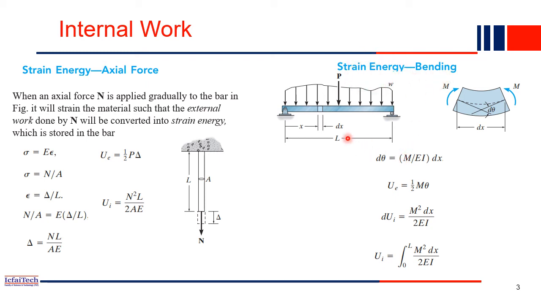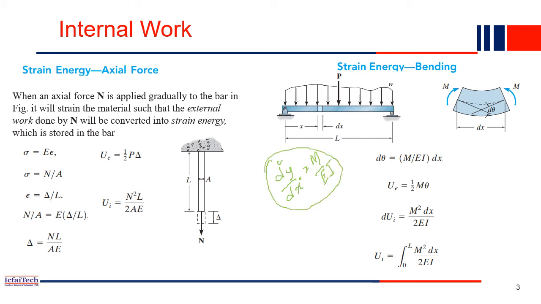It will also be very similar. This is a beam with arbitrary loading W and P acting, total length L, and we consider a small segment dx. Because of this external load, the beam will deflect and a bending moment will be generated. This is the beam equation we derived in the last module: d square y by dx square equal to M by EI.